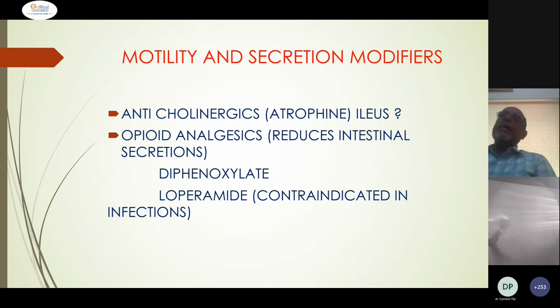Motility and secretion modifiers. Anticholinergics like atropine might cause ileus, but nevertheless, in severe diarrhea you can always go in for atropine. Opioid analgesics reduce intestinal secretions. Diphenoxylate or loperamide can definitely be given in severe, uncontrollable diarrhea. However, they are contraindicated in infections because they tend to bind the toxins and not eliminate them. So you'll have to be careful in using diphenoxylate and loperamide.